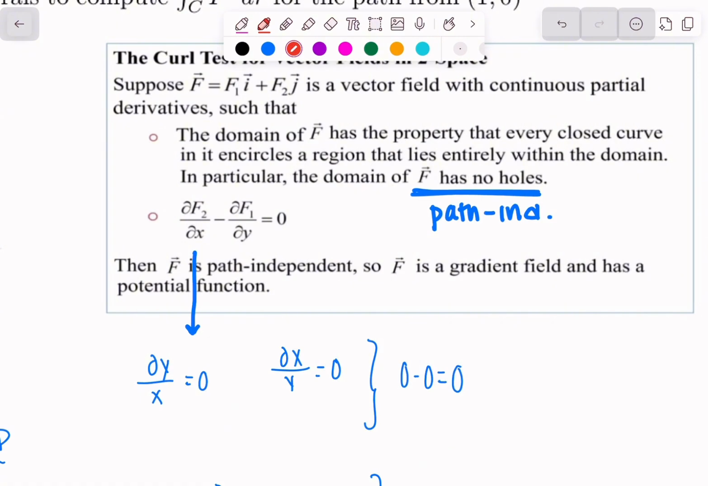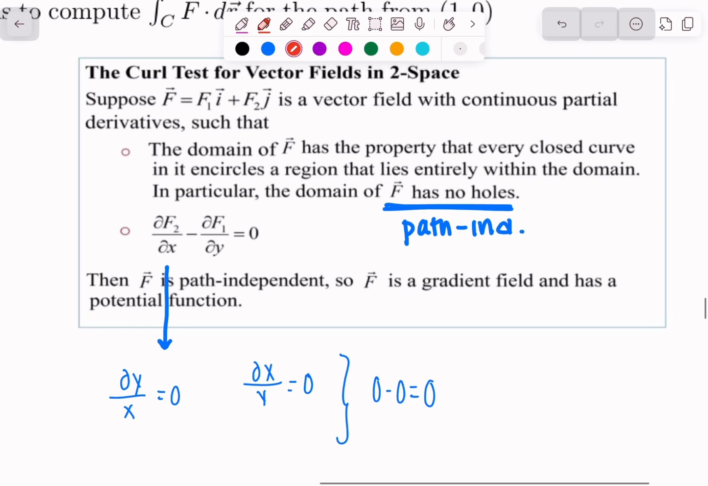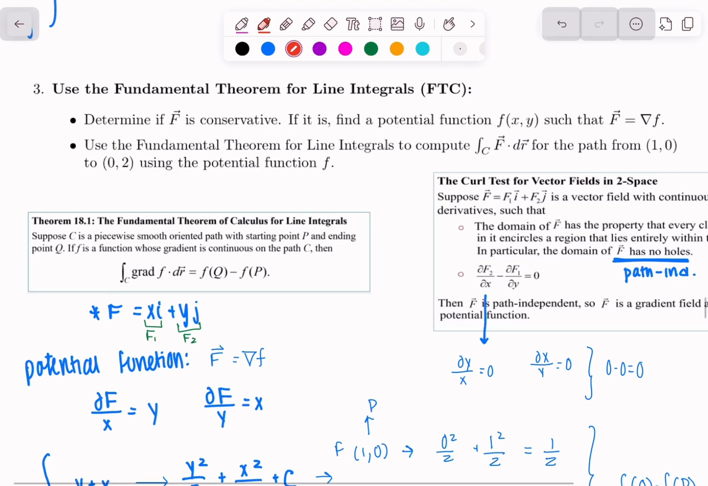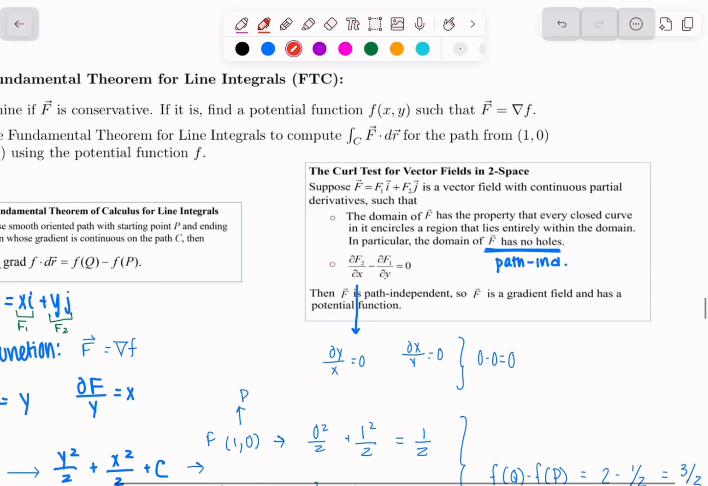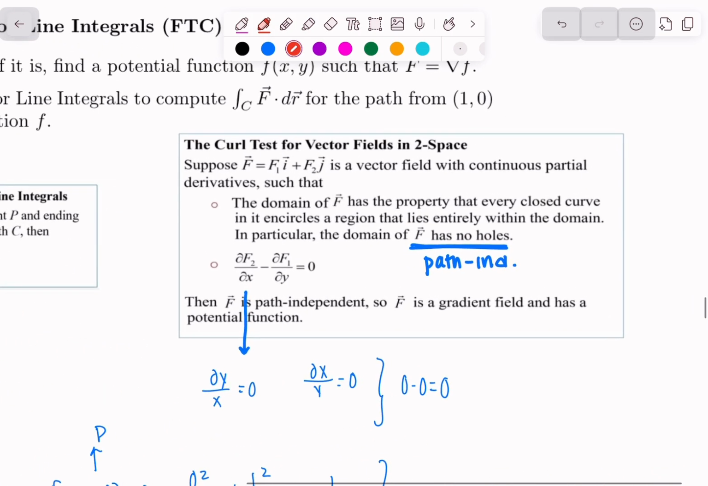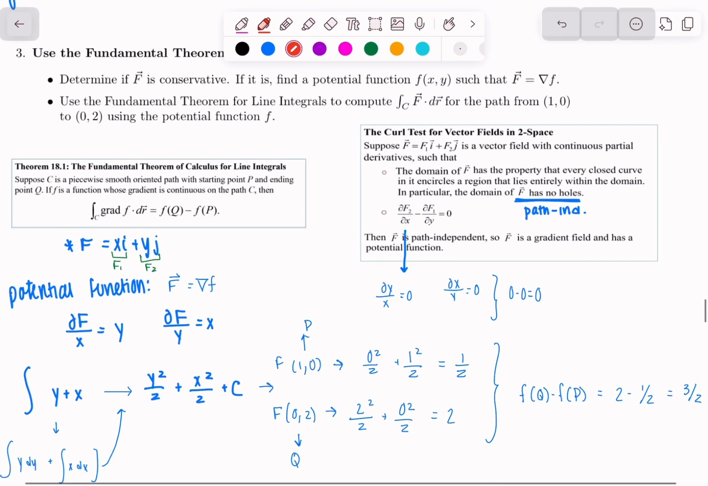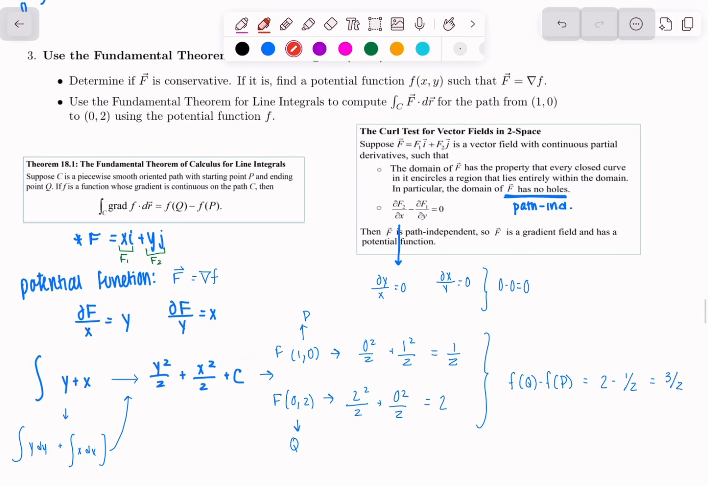We also do not have any holes in our function. Our f vector is xi plus yj. There aren't going to be any holes. It's continuous. There's no denominator or anything that would make it have a point where it's undefined. So you see here no holes, and the partial derivatives of those two things are equal to 0. So then we see that f is path independent, which is great. Path independence also shows that it's conservative. So that answers the first bullet point, kind of.